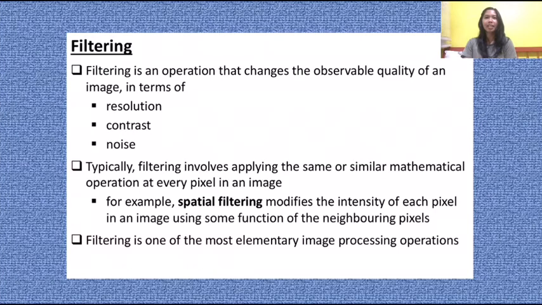Filtering. Filtering is an operation that changes the observable quality of an image in terms of resolution, contrast, and noise. Typically, filtering involves applying the same or similar mathematical operation at every pixel in an image. For example, spatial filtering modifies the intensity of each pixel in an image using some function of the neighboring pixels. Filtering is one of the most elementary image processing operations, or the most basic image processing steps to enhance image contrast.